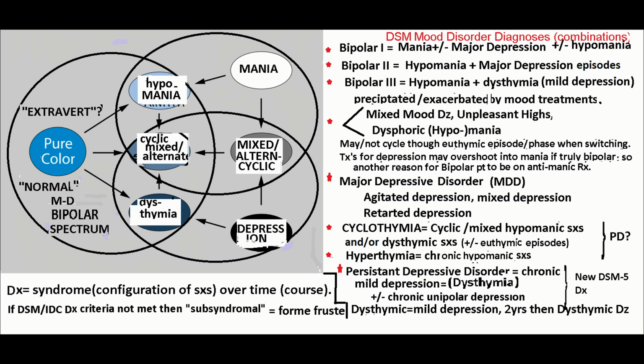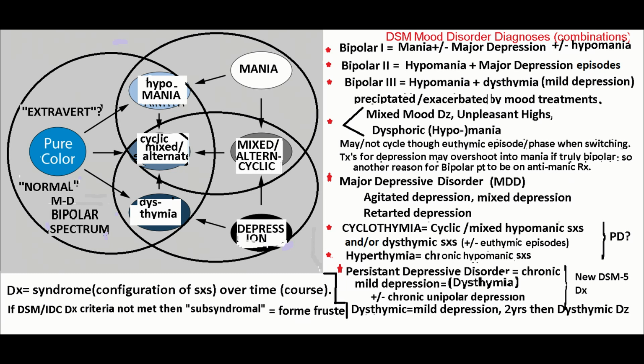Then hyperthymia is chronic hypomanic symptoms, again usually 2 years running, and it's minor mania, in other words mild manic symptoms, and usually lasts 2 years. Some people think this is a personality disorder.